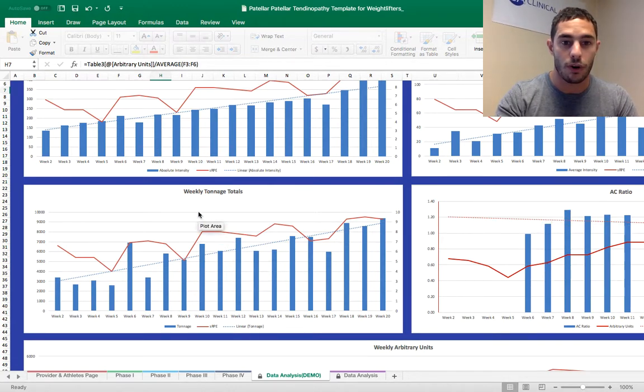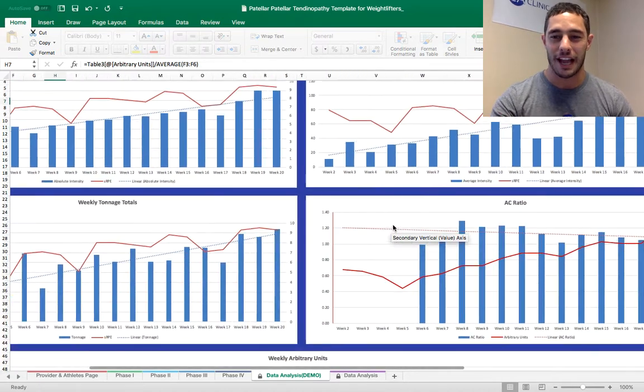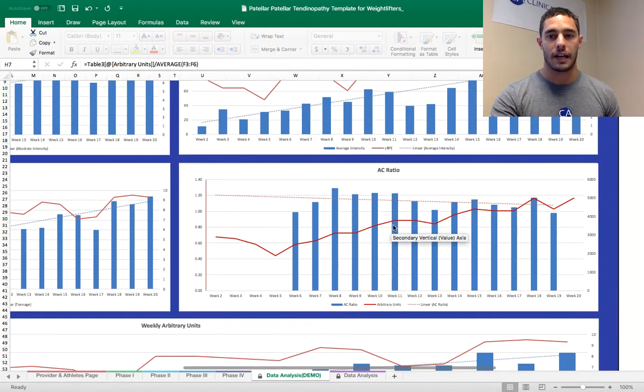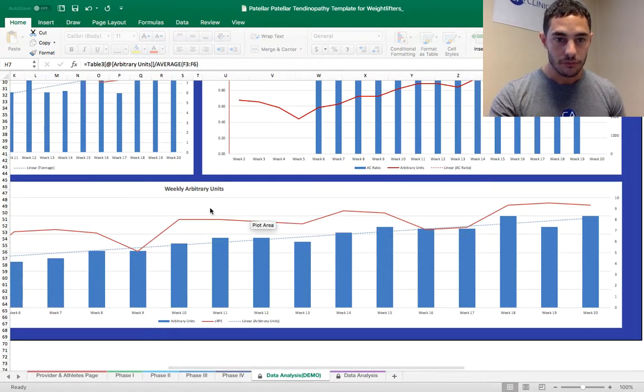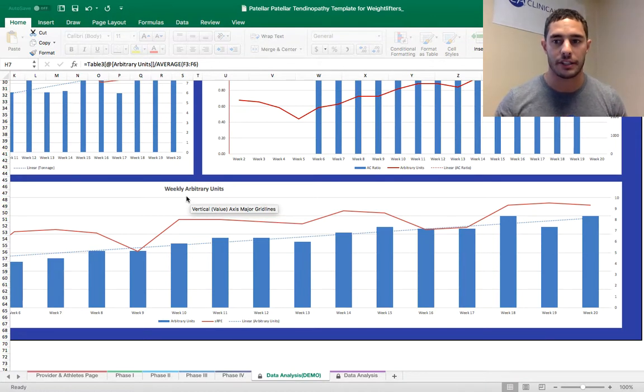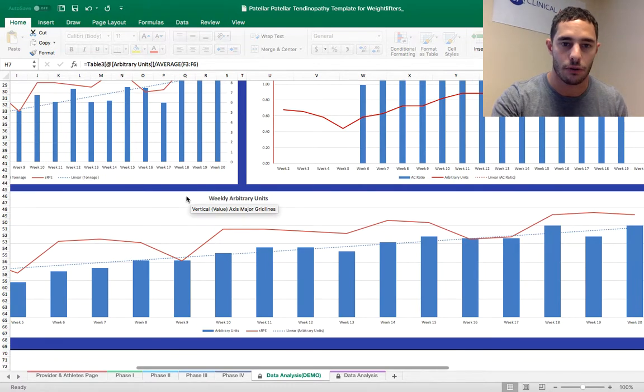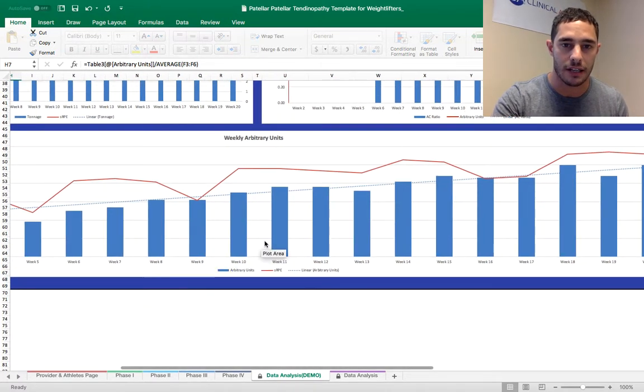Let's say they did 4 extra sets that they weren't supposed to do just because they were feeling good that day and didn't realize that training is cumulative and it can add up over time. So that's what we're looking at with the AC ratios. And the weekly arbitrary units is the same idea. So you're just taking the weekly totals of session score and you're tracking the percentage difference from week to week, just like you have been for tonnage, average intensity, or absolute intensity. So it's the same exact thing.